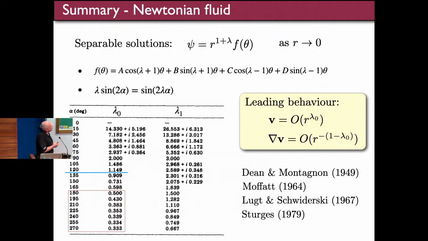These separable solutions, it's a power law in the radial distance with a suitable function of the angle. And it's an eigenvalue problem for the exponent. And there's a transcendental equation to determine that exponent. And this has been known for a very long time from the early work of Dean and Montagnon, and then Moffatt did it in a lot more detail back in '64. From our point of view, we noticed that this separation angle alpha, once you get above 132 degrees, that exponent goes below 1. And going below 1 means that it induces a singularity in the velocity gradient.